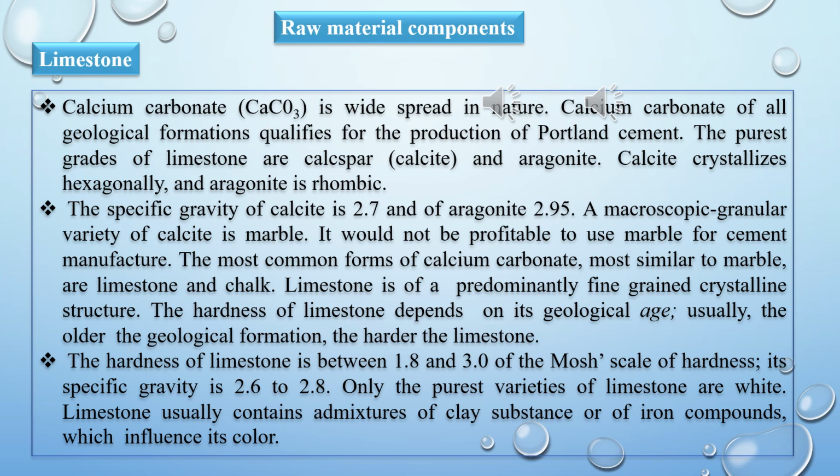A macroscopic granular variety of calcite is marble. It would not be profitable to use marble for cement manufacture. The most common forms of calcium carbonate, most similar to marble, are limestone and chalk. Limestone is of predominantly fine-grained crystalline structure. The hardness of limestone depends on its geological age. Usually, the older the geological formation, the harder the limestone.